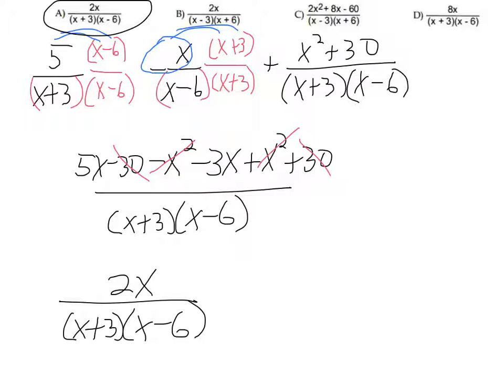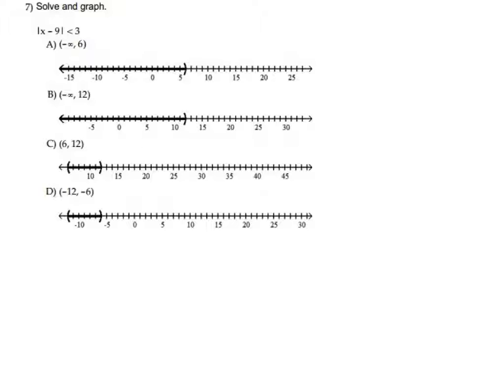All right, next up. We're at number 7. Solve and graph. We have an absolute value inequality. Now, an absolute value does different things depending on what's inside, which could be positive, negative, or 0. So if x minus 9 were positive, then we would just simplify and we would get x minus 9 less than 3.